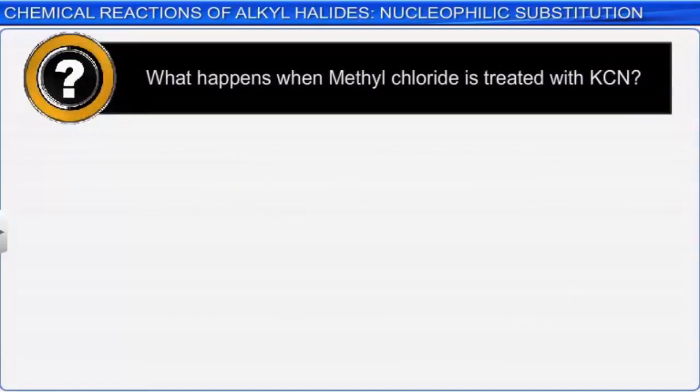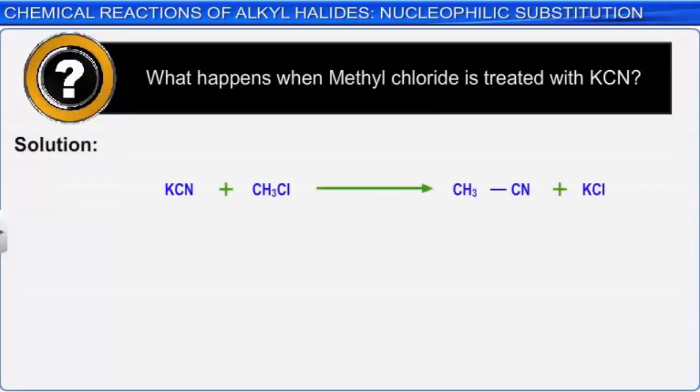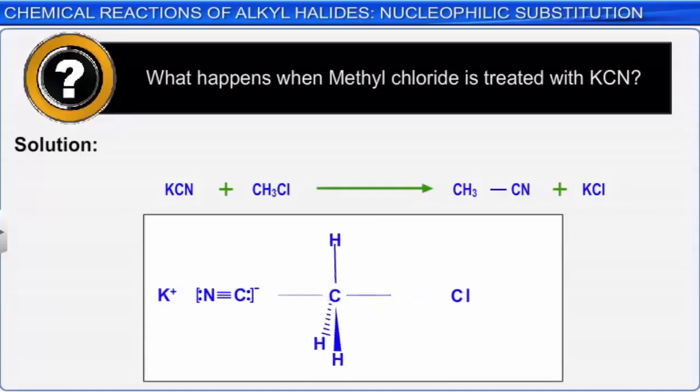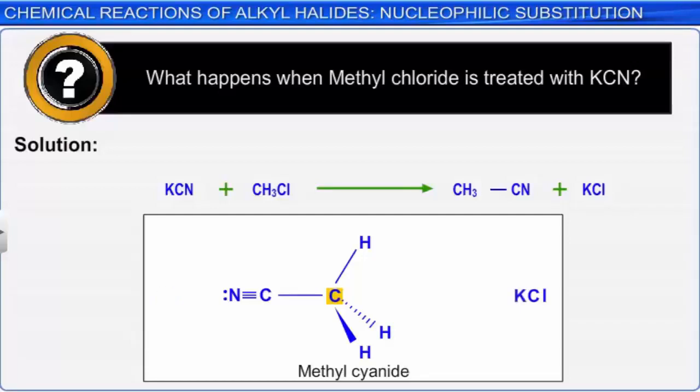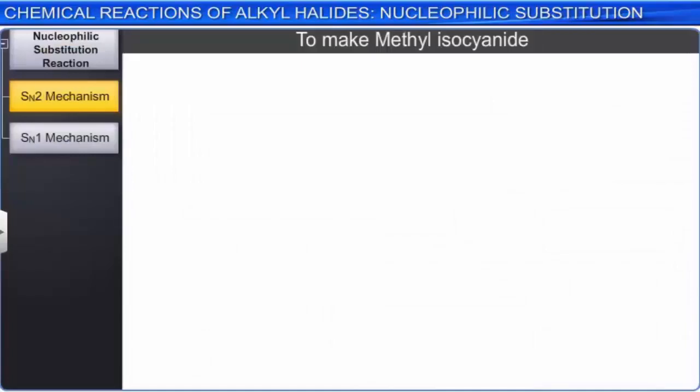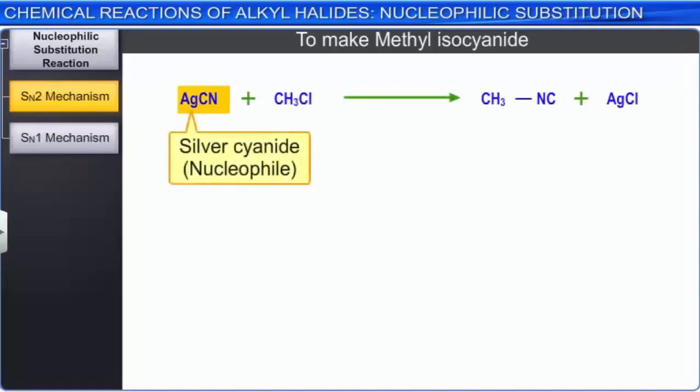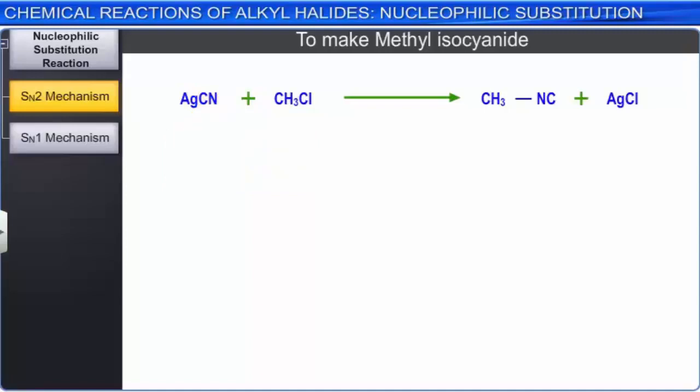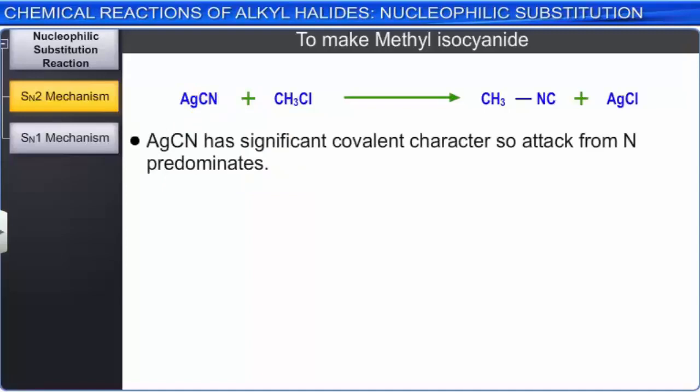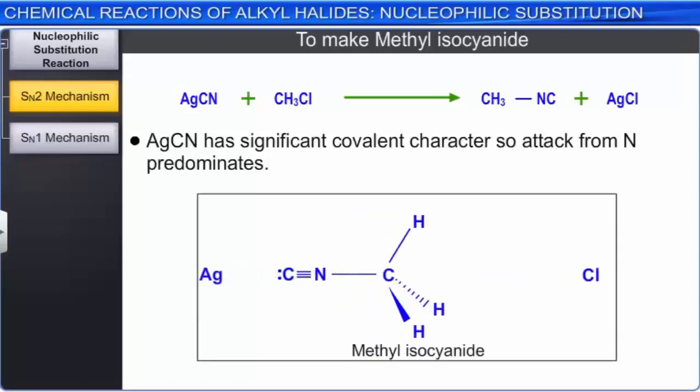What happens when methyl chloride is treated with potassium cyanide? KCN is ionic, so it generates a cyanide ion which attacks the carbon in the methyl chloride. In principle, the cyanide ion is ambident and could attack from either end. However, the C-C bond is more stable than the C-N bond. So, methyl cyanide is the primary product. If we wanted to make methyl isocyanide as the primary product, we should have used silver cyanide as the nucleophile. Since silver cyanide has significant covalent character, linking through the nitrogen atom predominates.